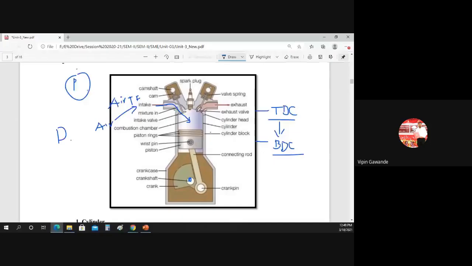Okay, so when the piston moves from top dead center to bottom dead center, suction is created inside the cylinder, and there is an entry of air plus fuel mixture in the case of a petrol engine, and only air in the case of a diesel engine. So that is the mention here.